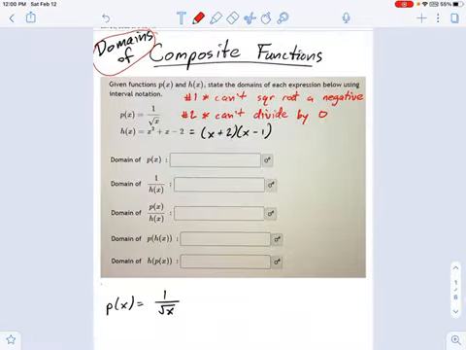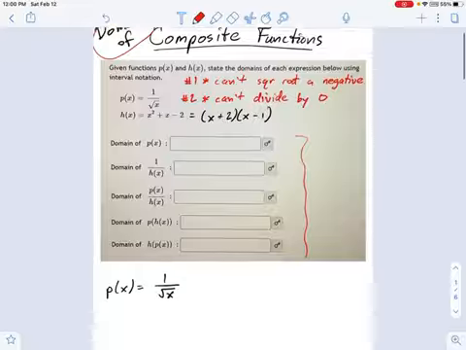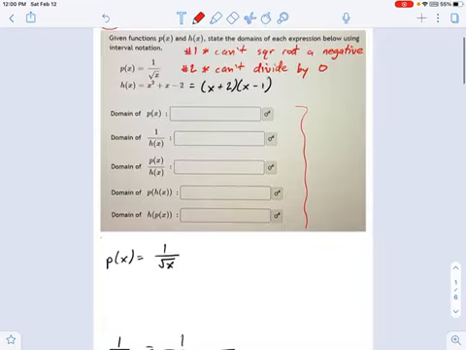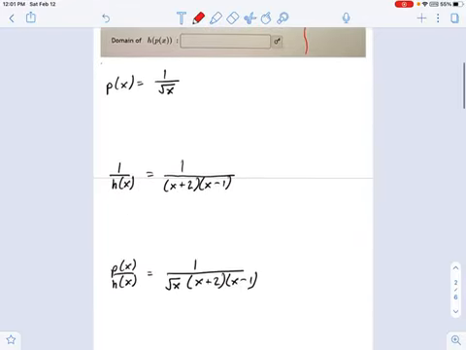So I'm going to go through the domain of each one of these in the examples below. And if there's one in particular that's got you stuck in this problem, I want you to just zip forward to that, because this is a little bit of a longer video.